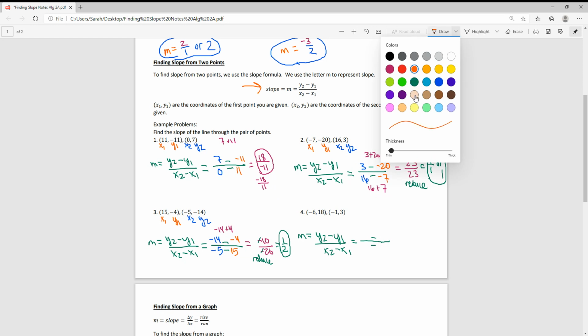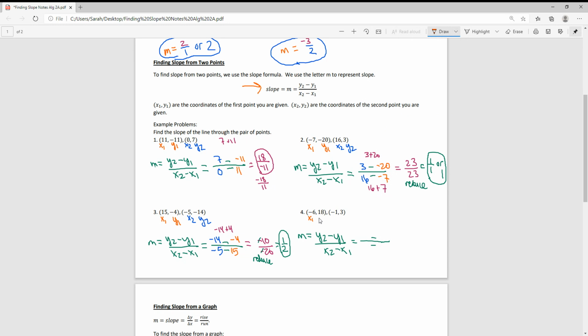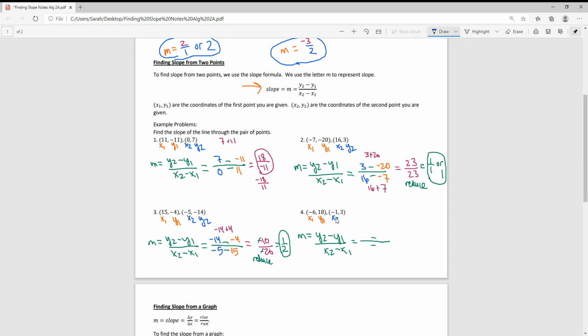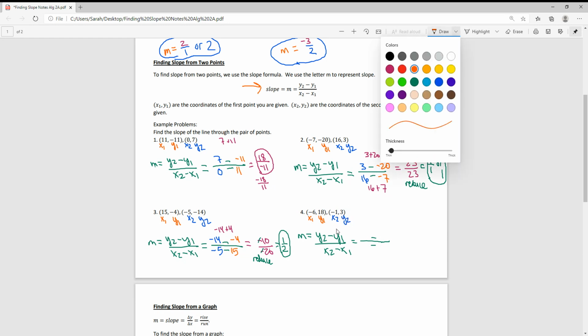Let's try one more like this. This is the most complicated stuff we're going to do today, by the way. x1 is negative 6, y1 is 18. x2 is negative 1, y2 is 3. Put things where they go in the formula.